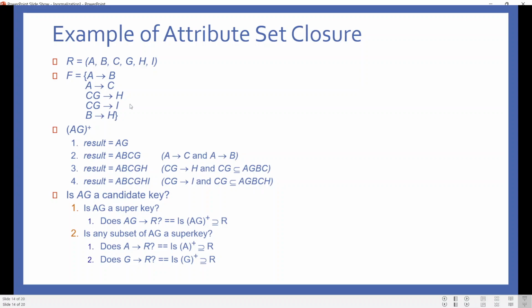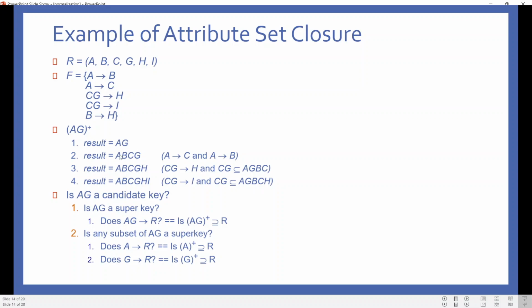Now observe these functional dependencies. First, let us take A. You check whether A is present on the left hand side. Yes, A is determining B and A is determining C. So by knowing the value of A, you can find B and C. So we can include B and C in the closure set. Now our new closure is A, B, C, G.